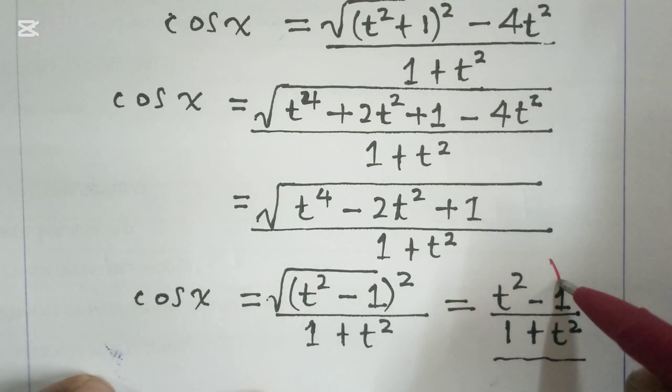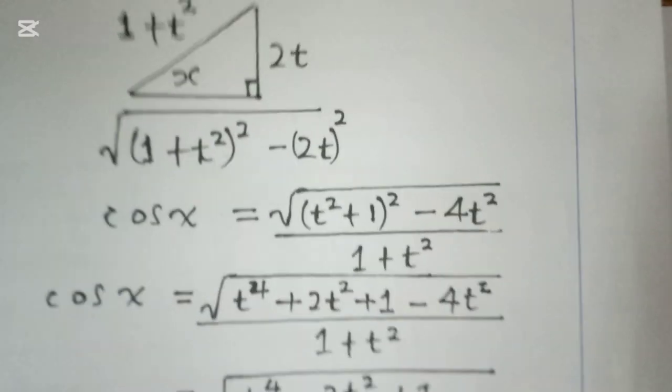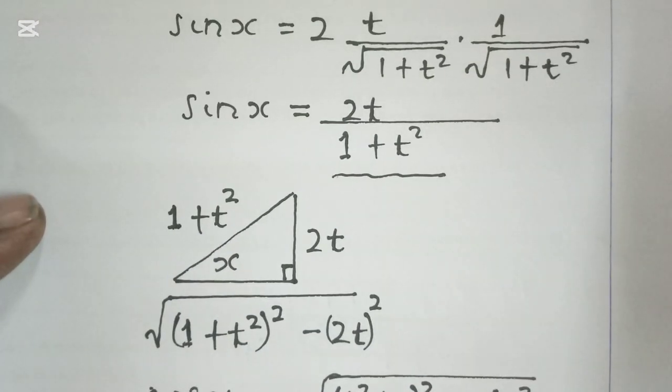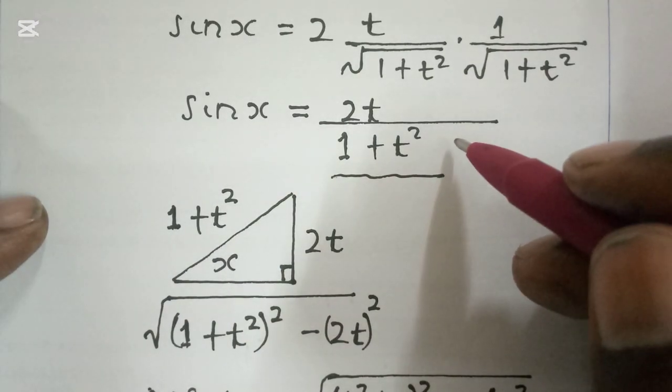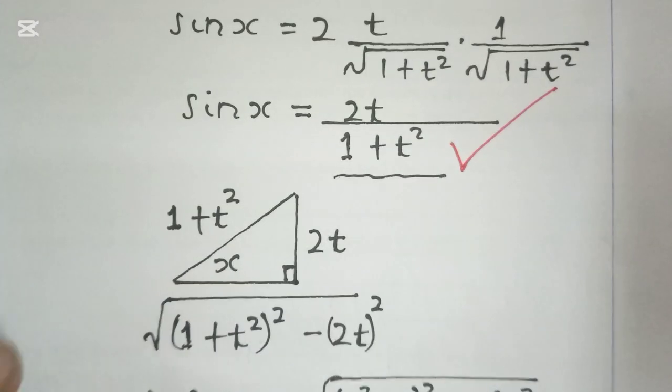So that is cos x, and here we have sine x equals 2t all over 1 plus t squared. Guys, see you as we now solve the equation.